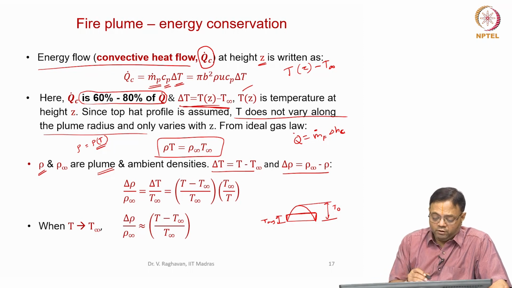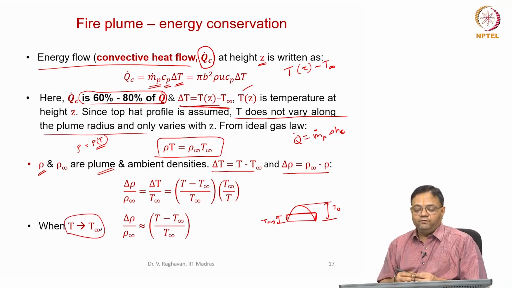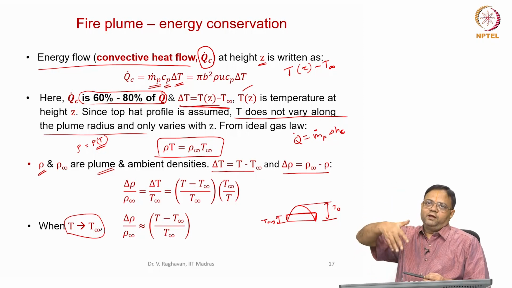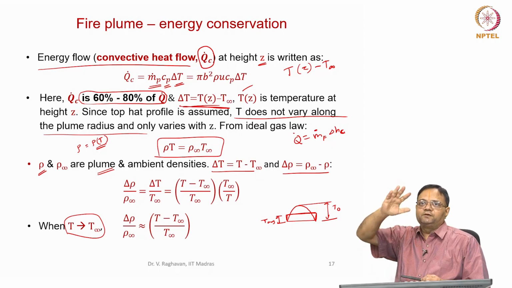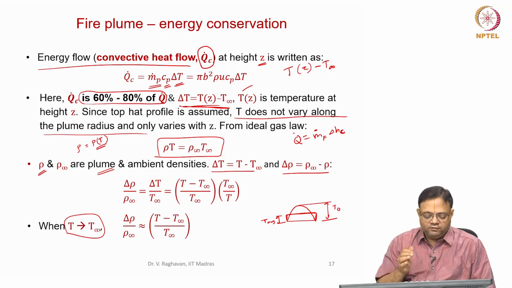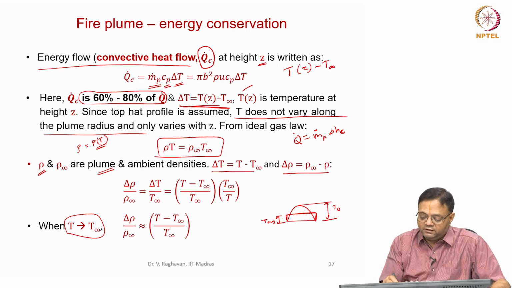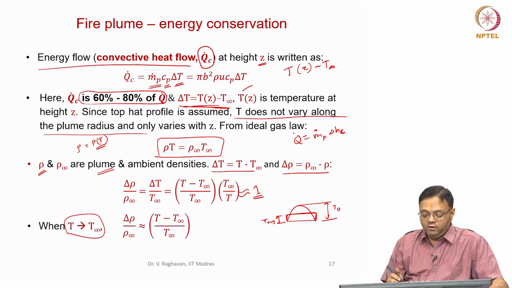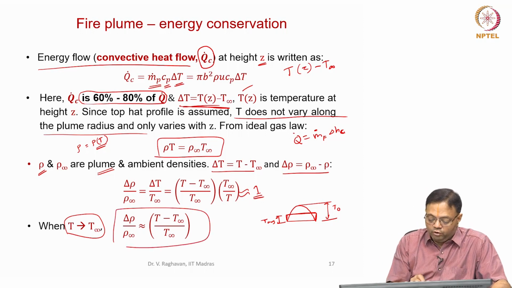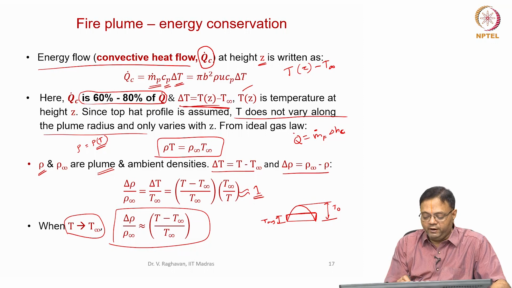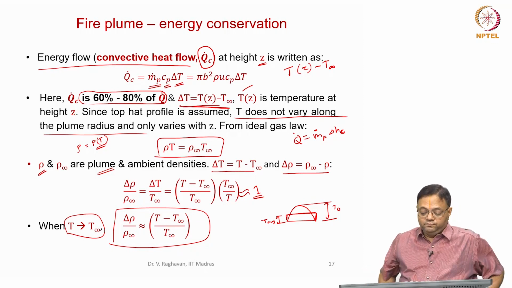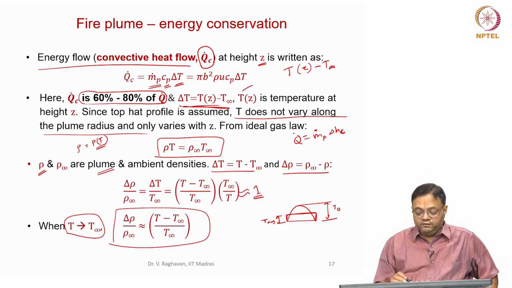But one more assumption I invoke here. The T itself, when you see the plume where the temperature decays, T approaches T infinity. So this I take as approximately 1. So I can say delta rho by rho infinity will be delta T by T infinity. That's it. Like this, very simple term.